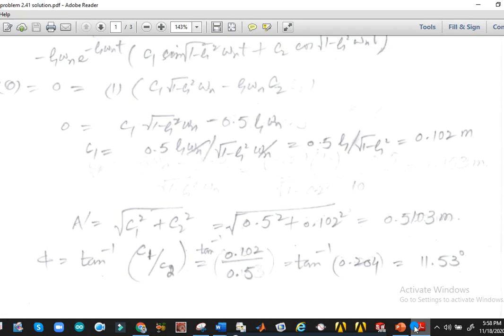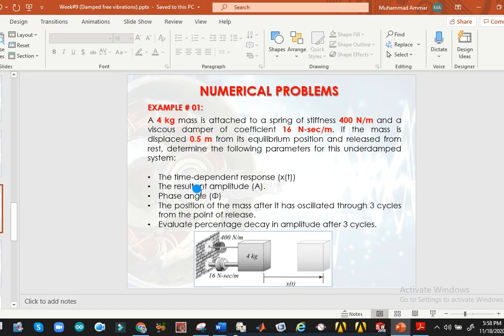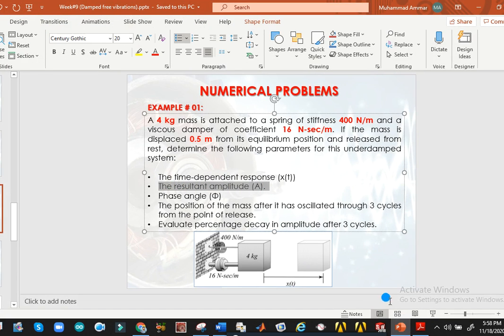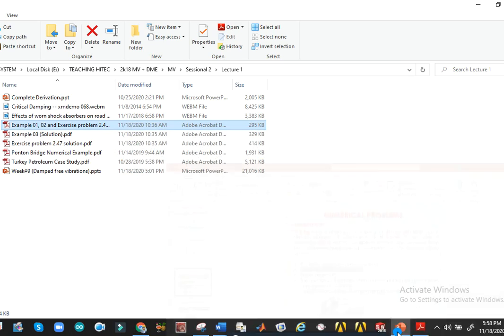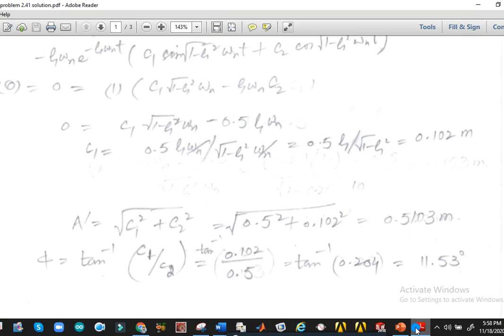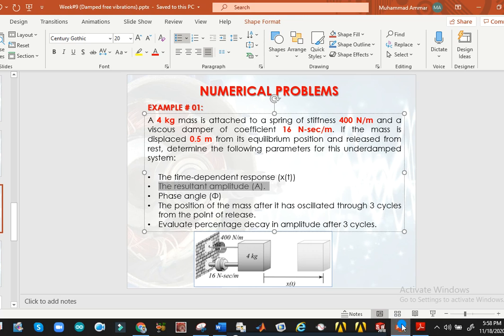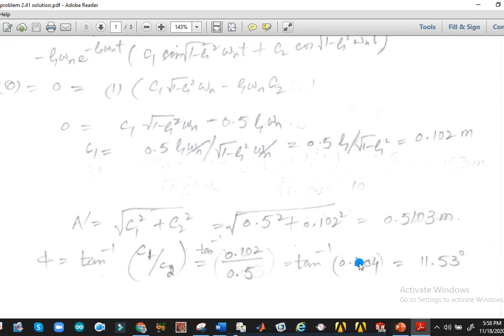For example, in the question we were asked for the resultant amplitude A. So resultant amplitude A is equal to the square root of the square of A plus the square of B. Okay, and what was the other condition? The time dependent response x of t. We have derived the time dependent response x of t, knowing the values of the arbitrary constants.